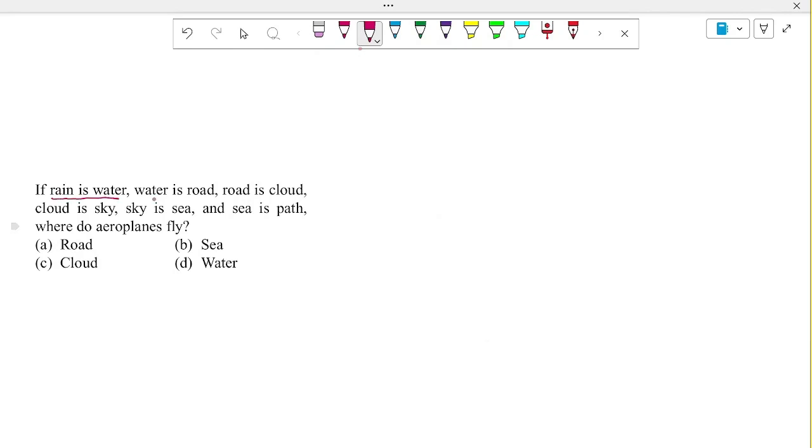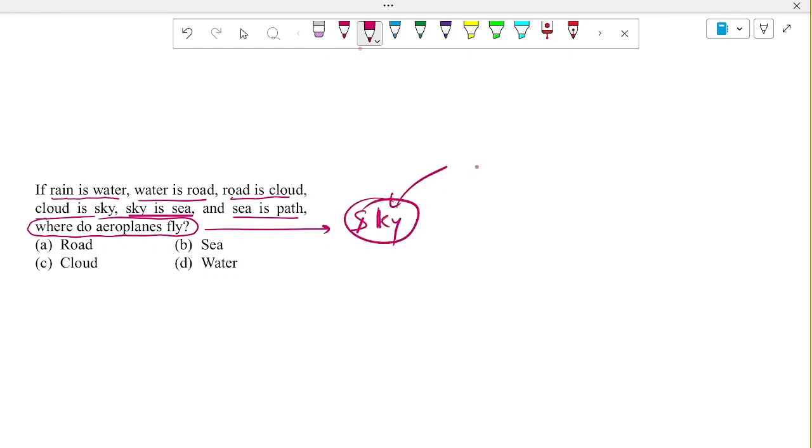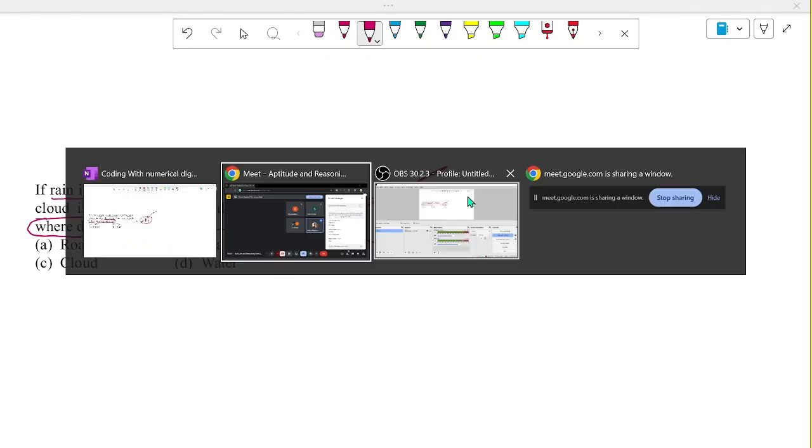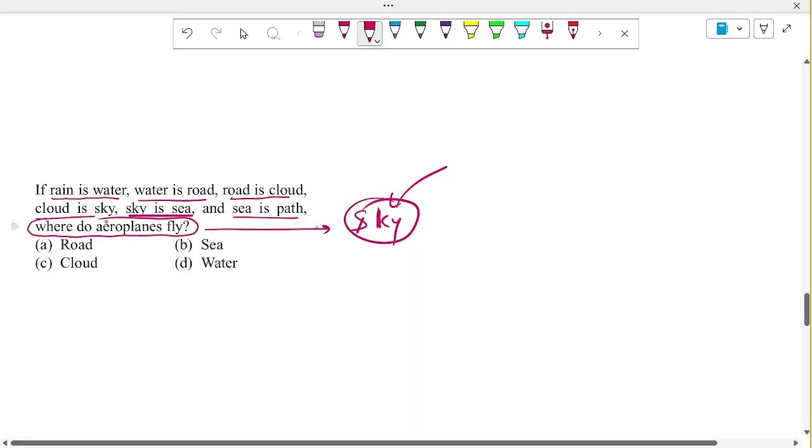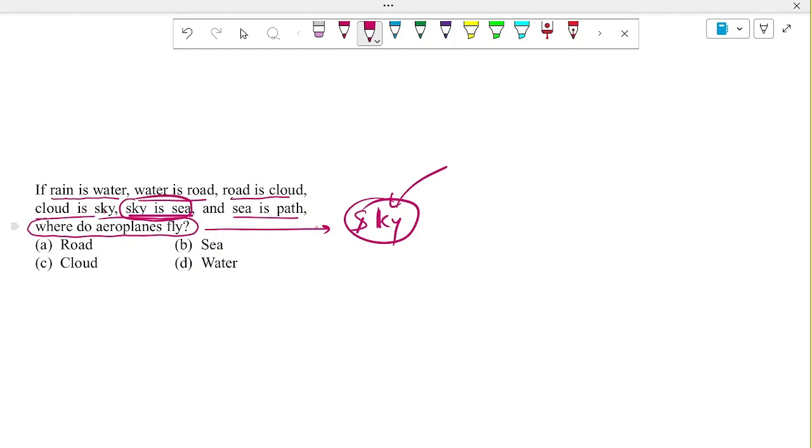Rain is water, water is a road, and then a road is cloud, cloud is sky, and then sky is sea, sea is path. Now if you try to answer this question, where do aeroplanes fly? Aeroplanes fly in the sky, but sky is named something here. Okay, sky is named something. Sky is what? Sea. So the answer is C. That's correct.